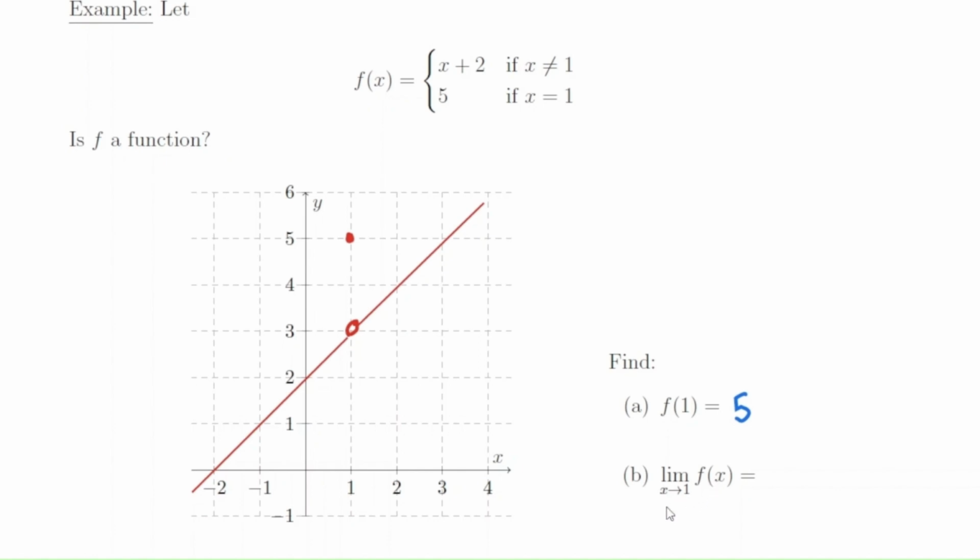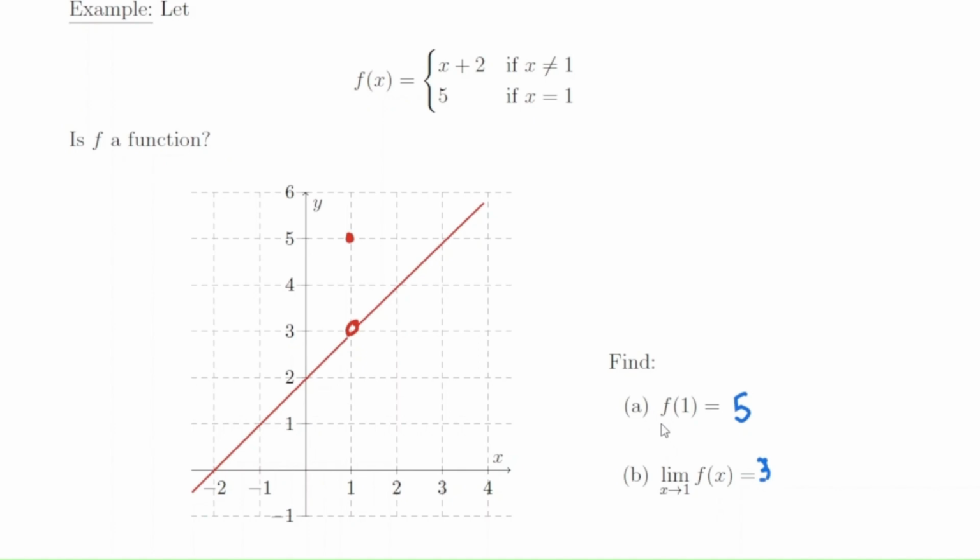What's the limit as x approaches 1? What if we plug in values that are close to 1? Like, okay, 0.9 or 1.00001. What are our output values going to be close to? Well, those output values are going to be close to 3. So this limit is equal to 3.